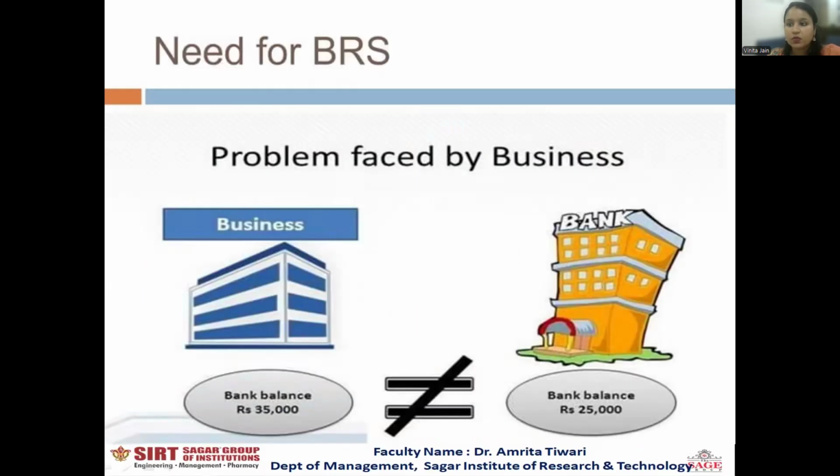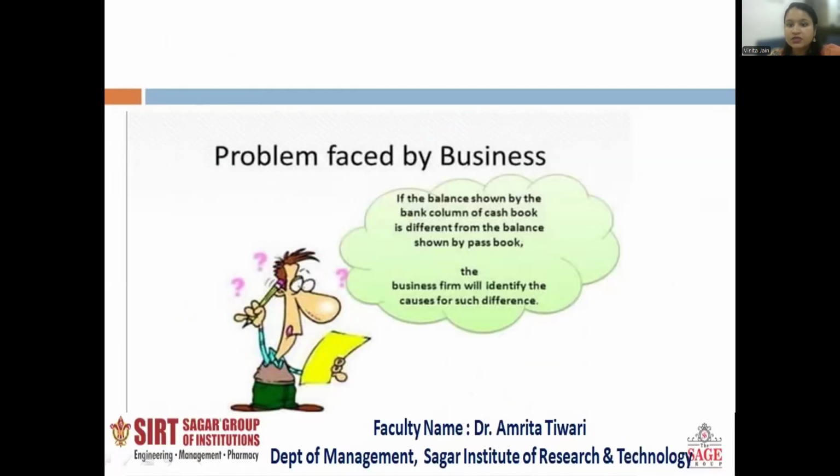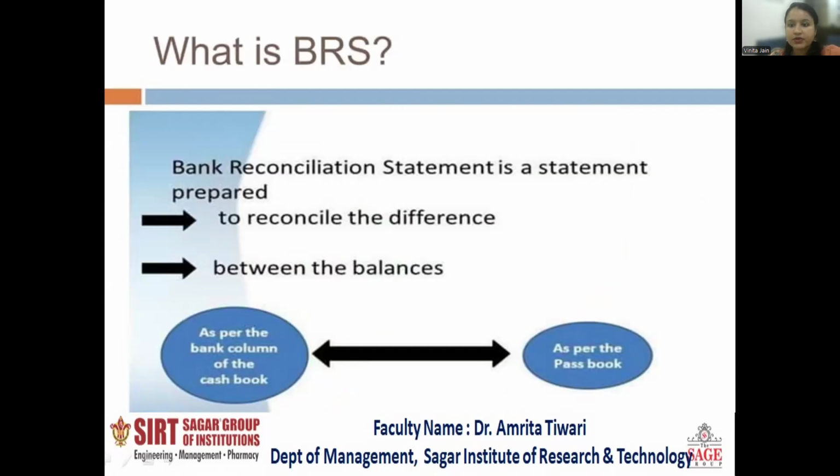Problem faced by the business. What is basically the problem of reconciling the bank book and passbook in the business? The bank balance is 35, and the bank shows only 25. If the balance shown by the bank column of the cash book is different from the balance shown by the bank passbook, the business firm will identify the cause of such difference. A bank reconciliation statement is a statement prepared to reconcile the difference between the balances as per the cash book and as per the passbook.